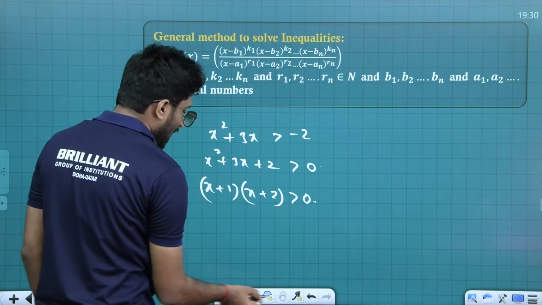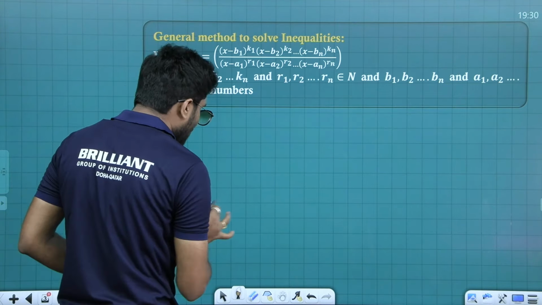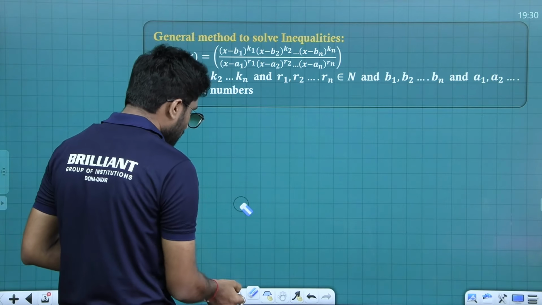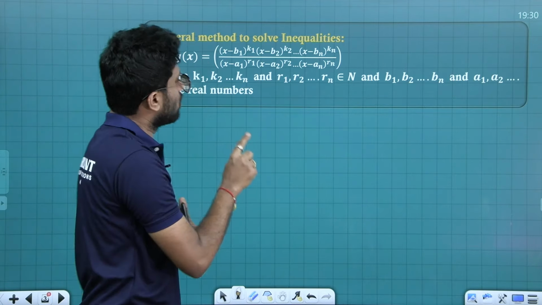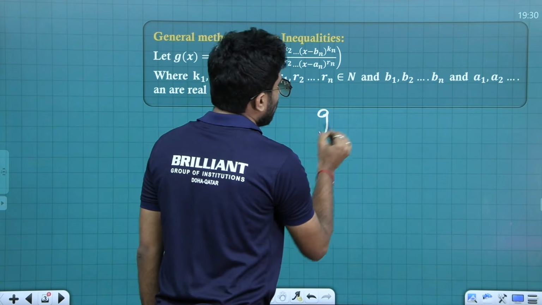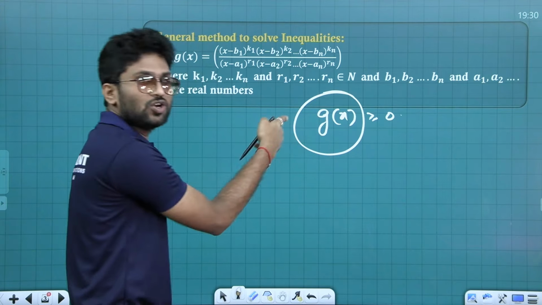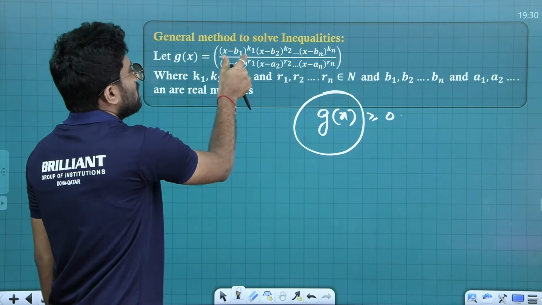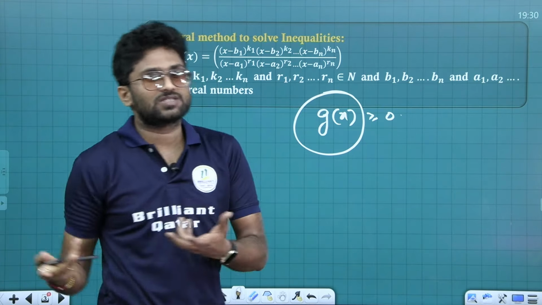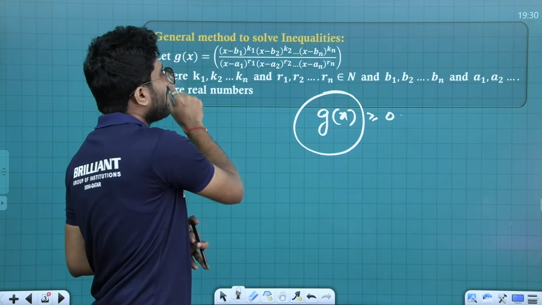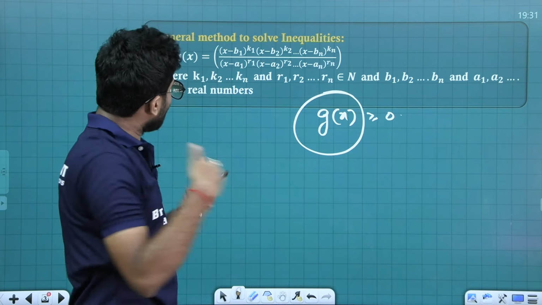So I mean to say, firstly we have to convert the given algebraic or polynomial function into this form. We take it as g of x. They have given something like g of x greater than or equal to 0. Consider this as g of x. Suppose g of x is in this form: x minus b1 raised to k1, x minus b2 raised to k2, and so on, x minus bn raised to kn, and in the same way the denominator, where k1, k2 and r1, r2 belong to capital N and can be real numbers.